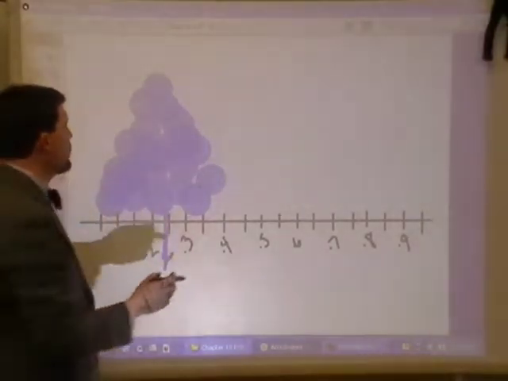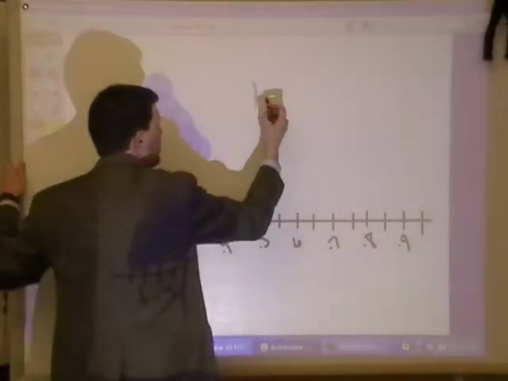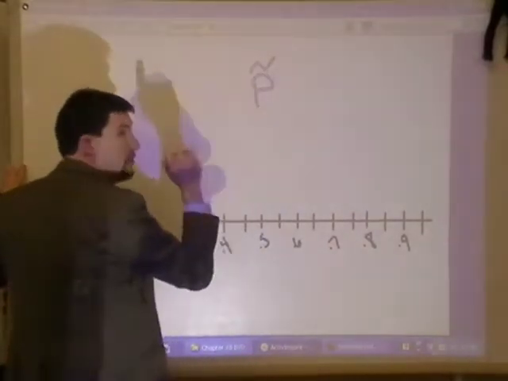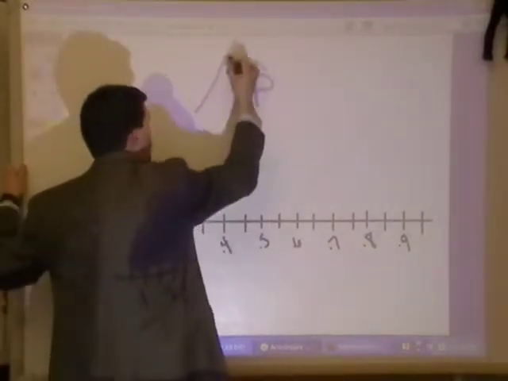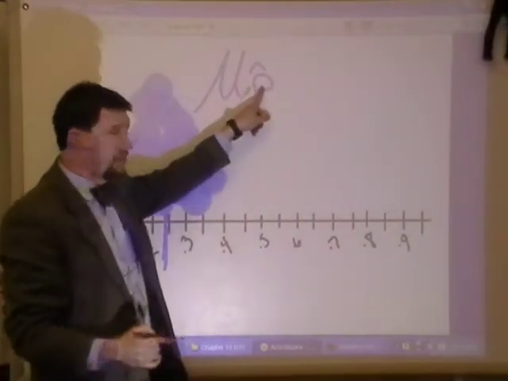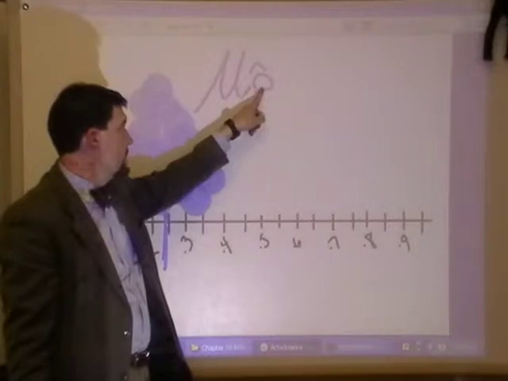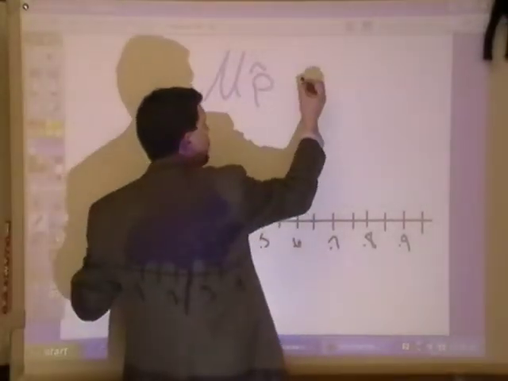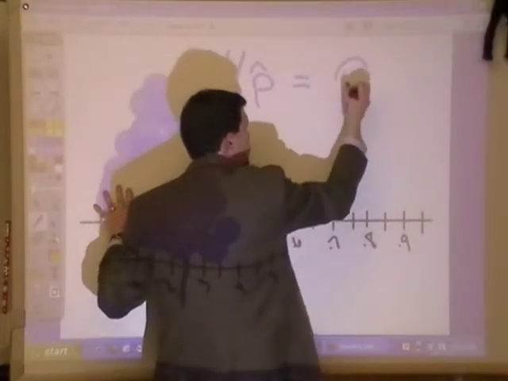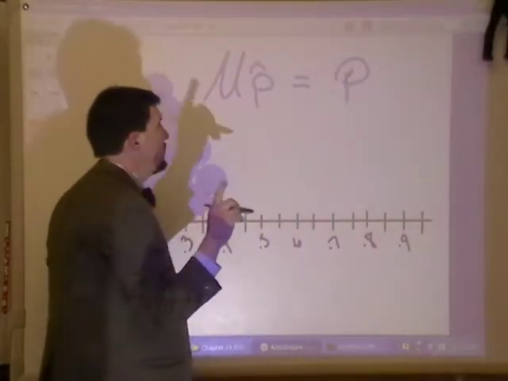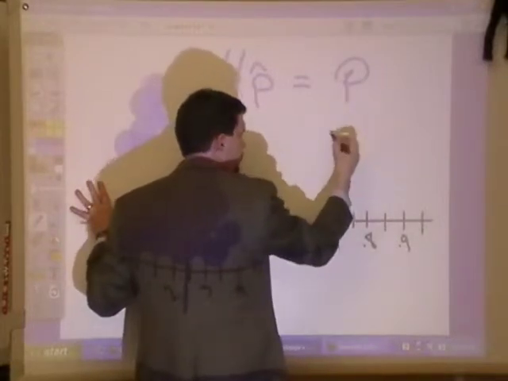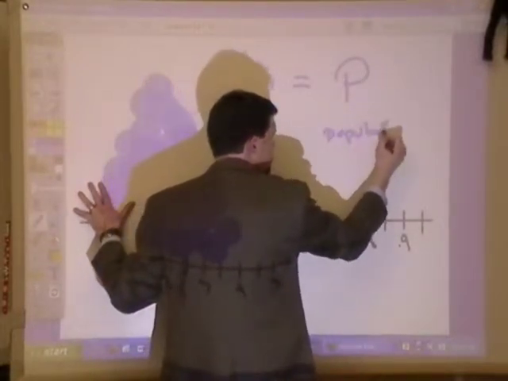And what I would say with this is that the center, the mean of my sampling distribution, would be written like this. Mu, the mean of my sampling distribution. And it turns out that just like with what we saw with that group of means, this is equal to, and we use the letter P, it's not a capital P, it's just a P. This is equal to the population proportion. So this is the population proportion.